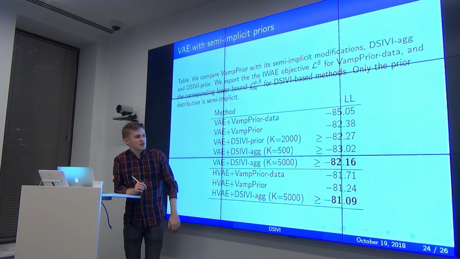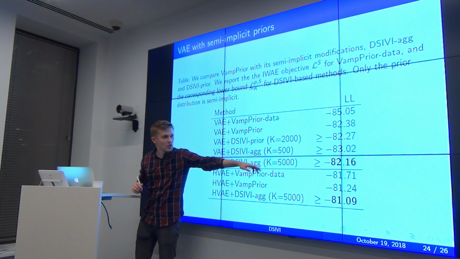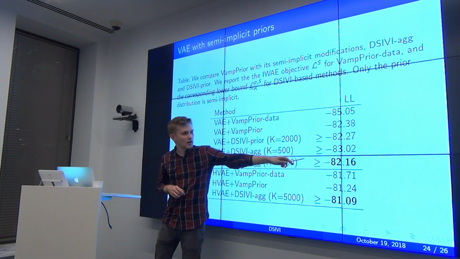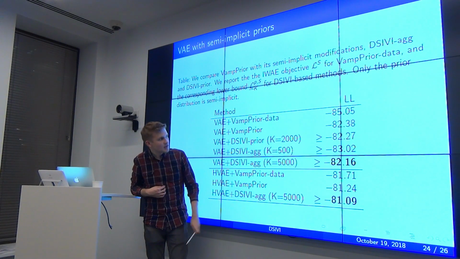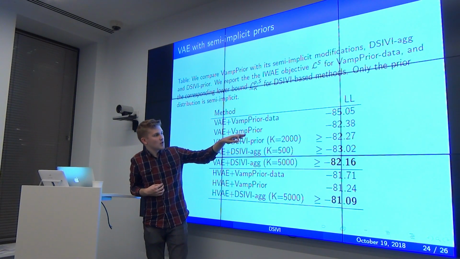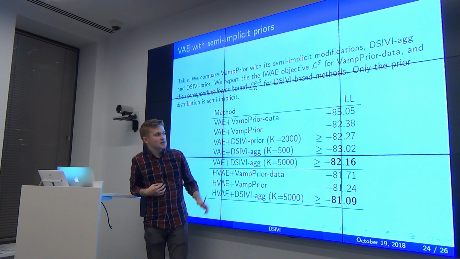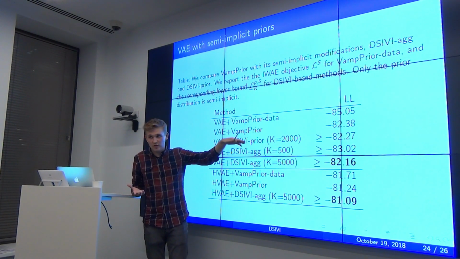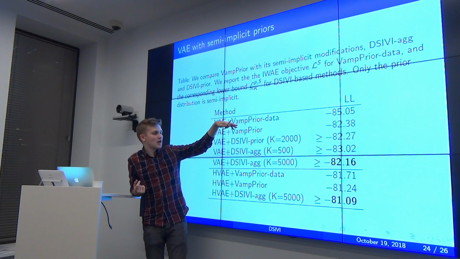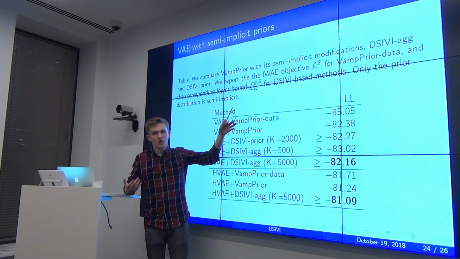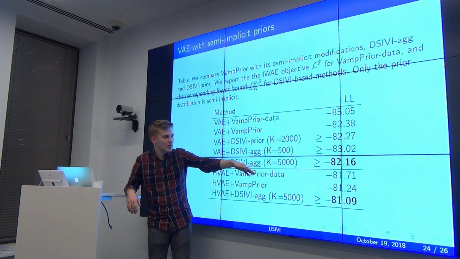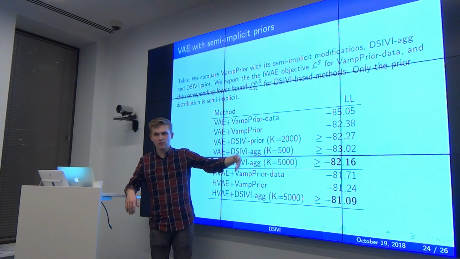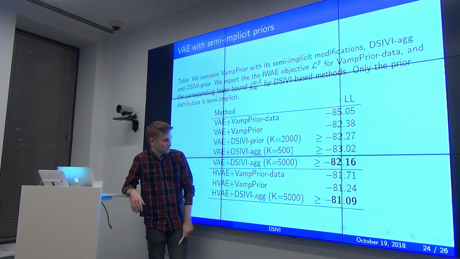So, as we can see, with 5,000 samples, we get higher log likelihood on the test set than for VampPrior. And VampPrior here uses 500 samples, as Dima said. But if they used more samples, they overfit. But when we use 5,000 samples, which is 10 times more, we don't overfit, but we fit better.